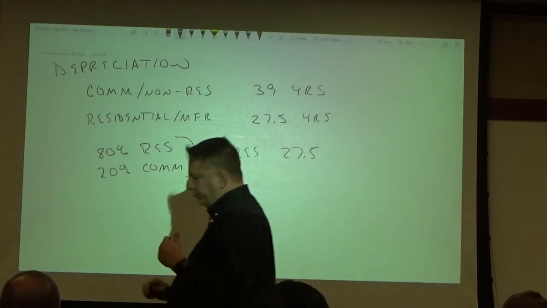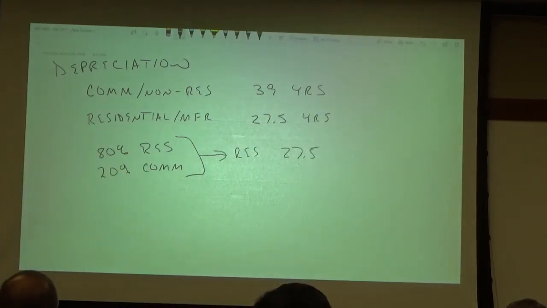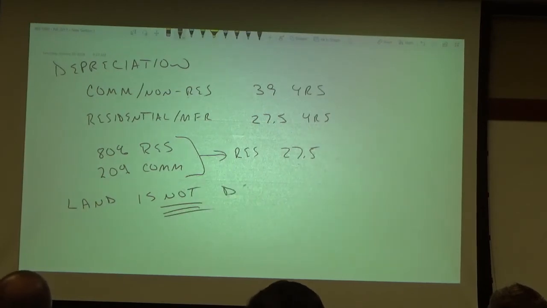Now, big, big, big concept. Land is not depreciable.